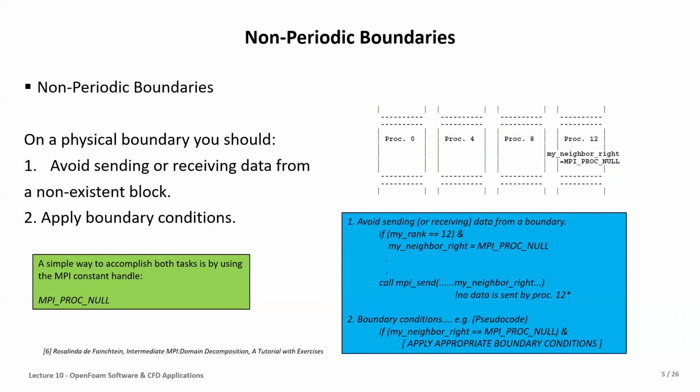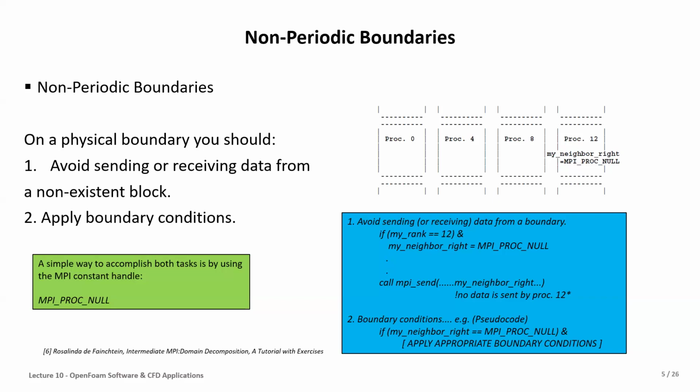To do that, we also look at this example with processors 0, 4, 8, and 12. For processor 12, which is located at the boundary, we can say the right neighbor for 12 is MPI_PROC_NULL. So this makes its non-periodic boundary condition setup. In this blue block here, you can see how we specified these non-periodic boundary conditions for this kind of problem.